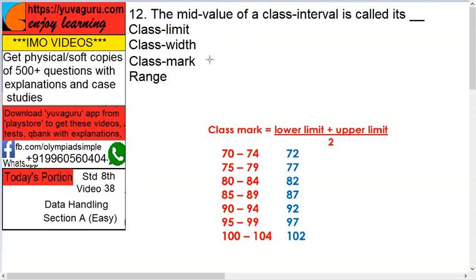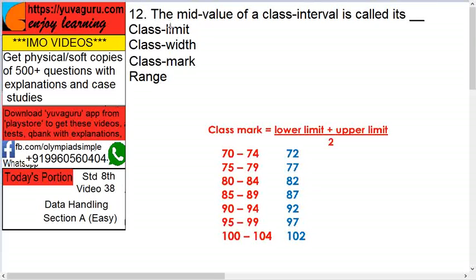Now what is the class mark then? Class mark means this, the definition which is asked: the mid value of the class interval. So that is known as class mark. So how to find a class mark? Class mark is lower plus upper upon 2. 70 plus 74 upon 2, that is 72. Similarly for others. That is class mark. Okay.